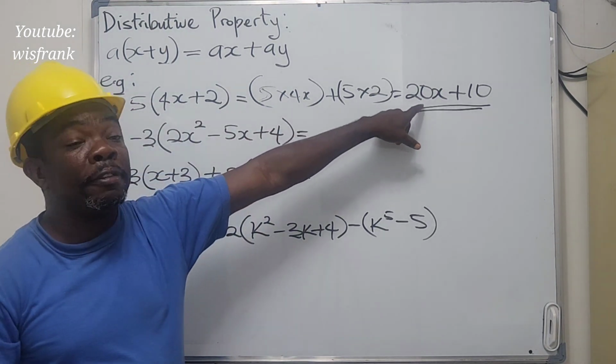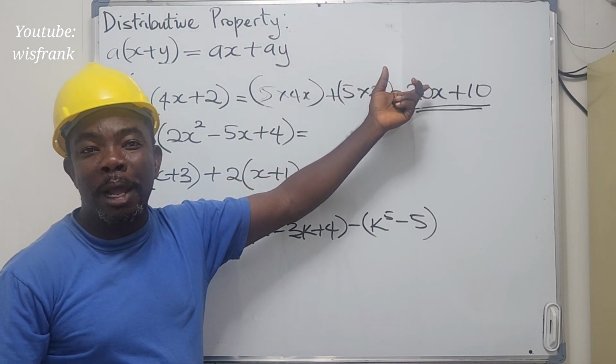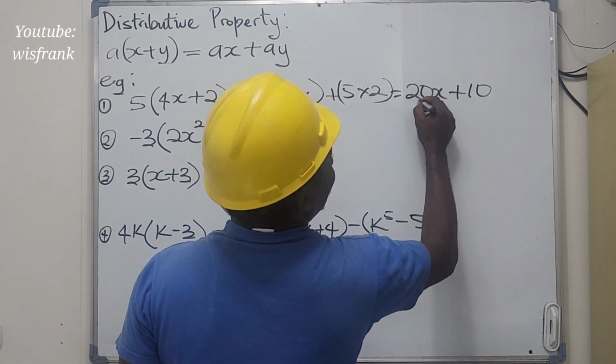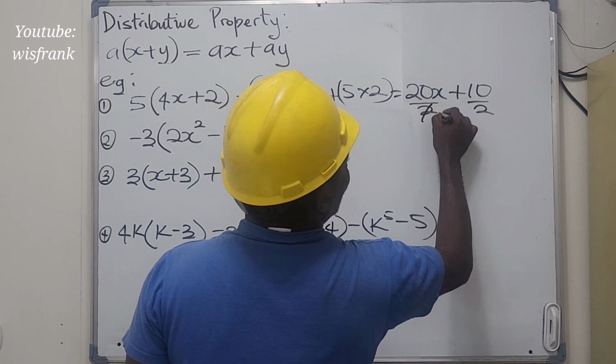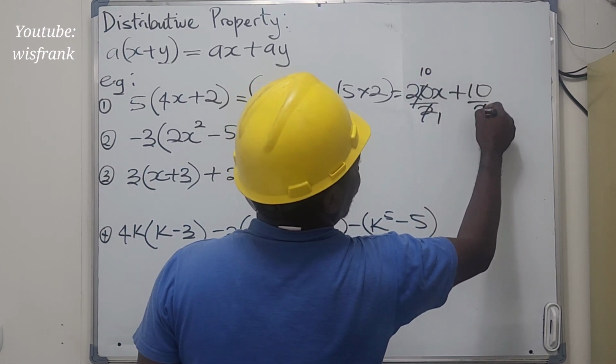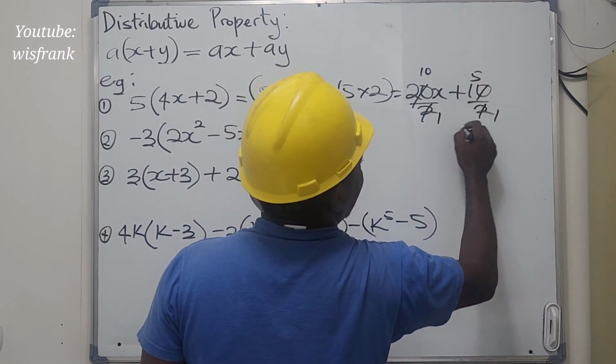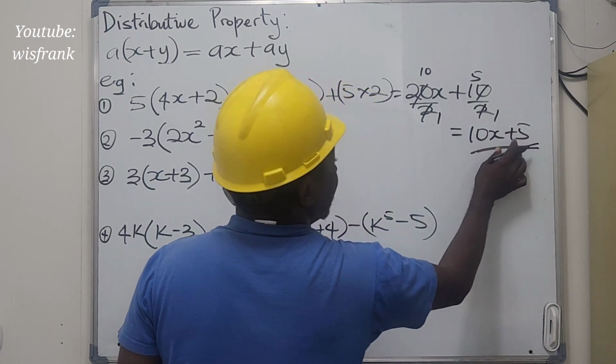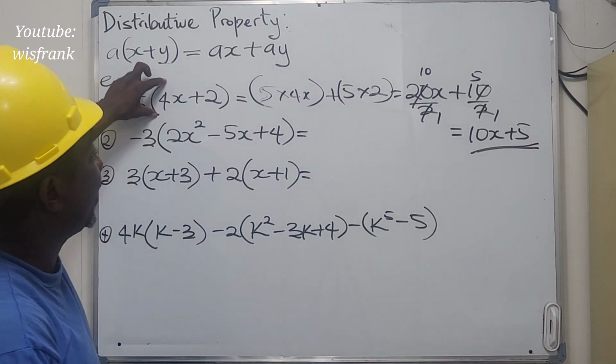But we can further simplify this by dividing all through by 2 to have a simpler answer. When we divide all through by 2, the 2 cancels here and the 2 cancels here, 10. Then the 2 cancels here and the 2 cancels here, 5. So this will become 10x plus 5. This is the simplified answer to this expression.